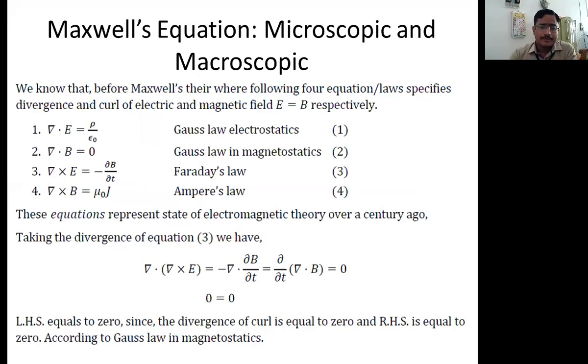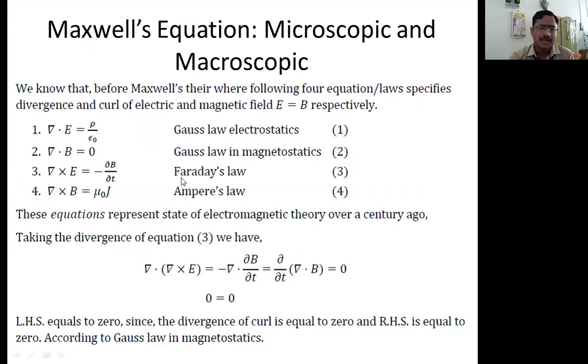So Maxwell applied divergence to this equation 3. Divergence of a curl is equal to 0. So we have here this equation, divergence of a curl is equal to minus divergence of dou B by dou t, and he found that LHS is 0, RHS is 0. That is, divergence of curl is equal to 0, RHS is also equal to 0, and this is a valid equation. Means there was no problem.